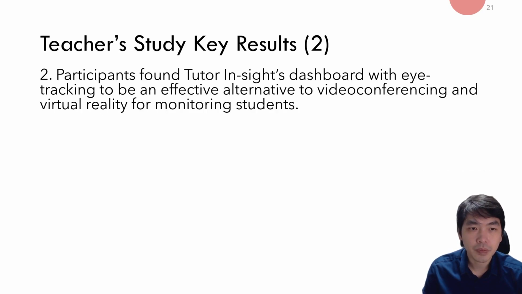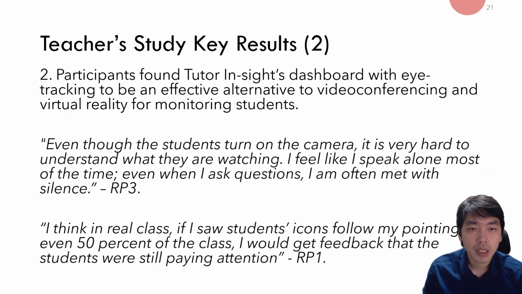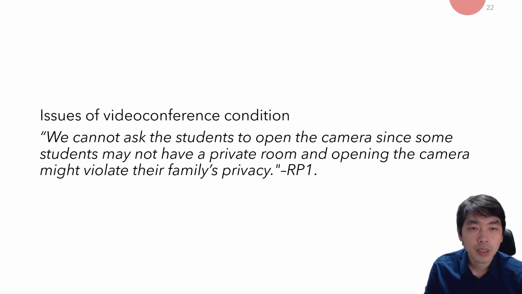The second key result is that the teacher participants think that eye tracking is a better alternative to the webcam in the video conference condition. 6 participants pointed out that it is difficult to supervise students during video conference even when the students switch on the camera, since it is hard to understand what they are looking at, and the teacher felt that they were speaking alone. So they prefer the eye tracking, since they are at least getting feedback that the students are still paying attention. Some teachers also mentioned that they cannot ask students to open the camera, since some students do not have a private room, and opening the camera may violate their family privacy.